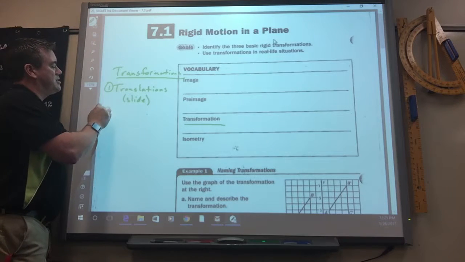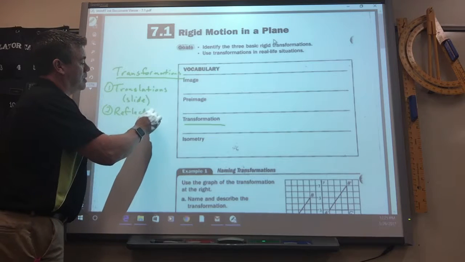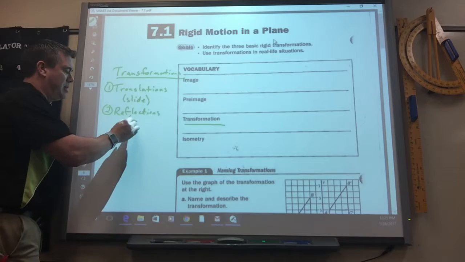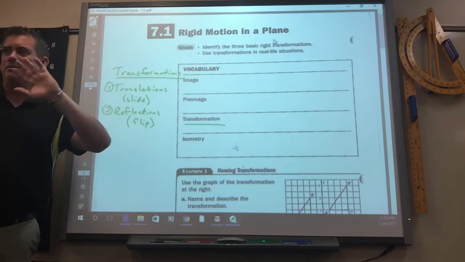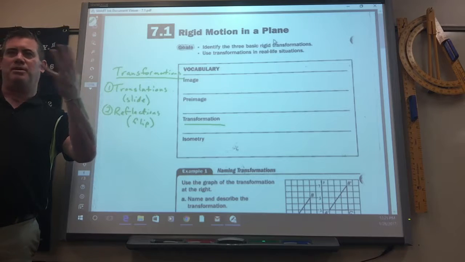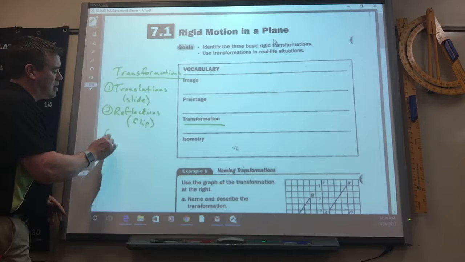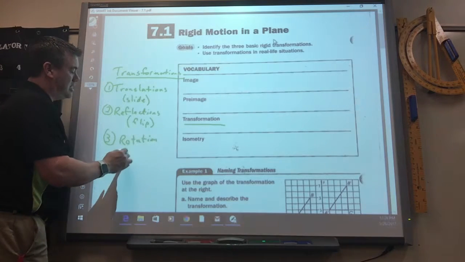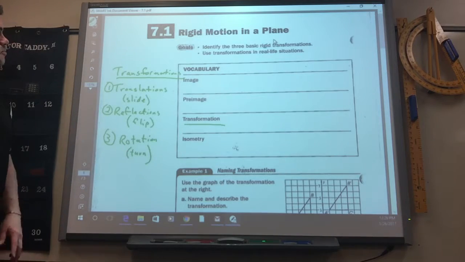There are reflections, like when you look in a mirror. A reflection, you learned in elementary school, they called it a flip. Reflections are backwards. Like when you see yourself in a mirror, you're seeing yourself backwards. And then there are rotations. A rotation is just you turn it.